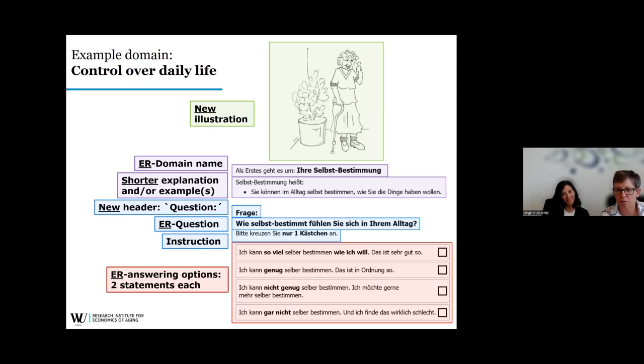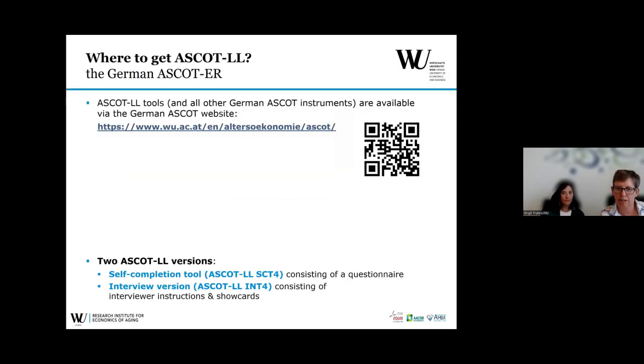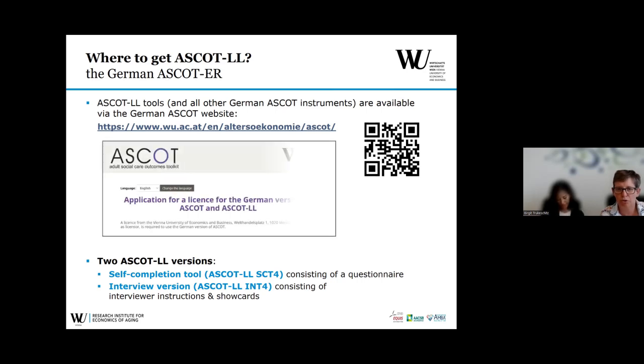And at that time, we picked up the idea from the English colleagues to have 2 sentences, 1 sentence explaining the situation and the other sentence saying whether this is good for me or not, in order to make an additional emphasis to distinguish the 4 domains. Yeah, so the ASCOT version in easy read language is available on our website and can be used for all people who are happy to fill in the application form for us.